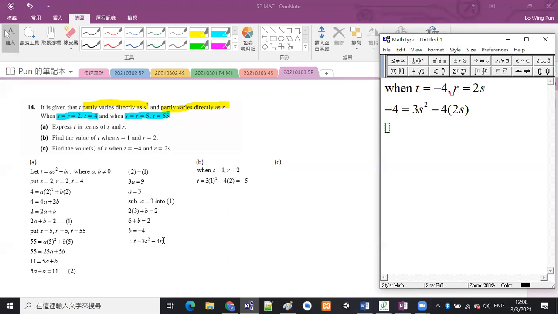Okay, and then we simplify term by term first. -4 is equal to 3s squared minus 4 times 2 becomes 8, and the term is s. So can you smell that? It will be a simple quadratic equation when you move the -4 to the right-hand side. Okay, 0 is equal to 3s squared minus 8s and then plus 4. Can you get this? And this is a simple quadratic equation that you may use your calculator formula 1 to help you to find the answers.